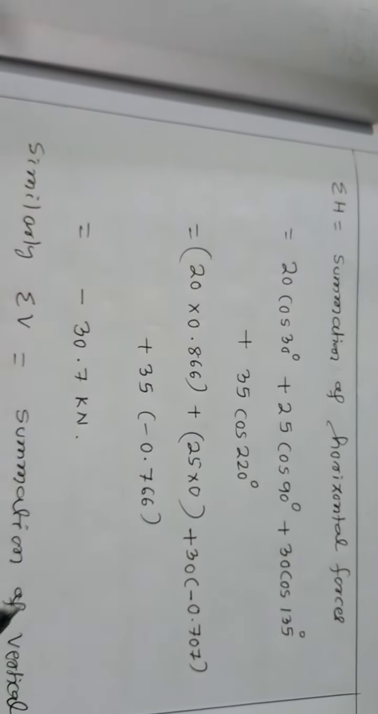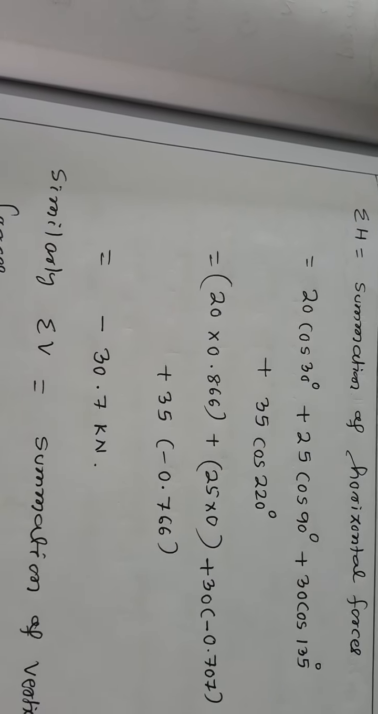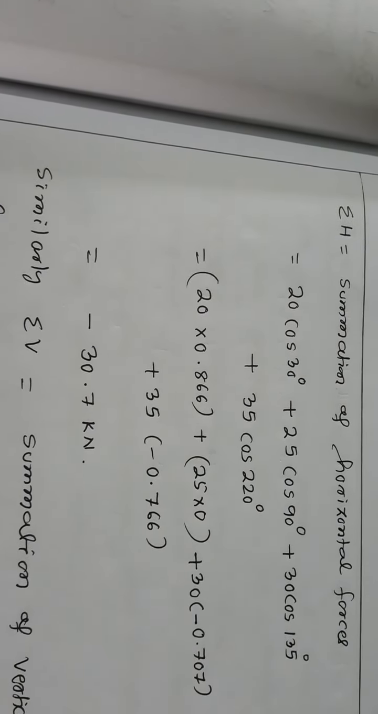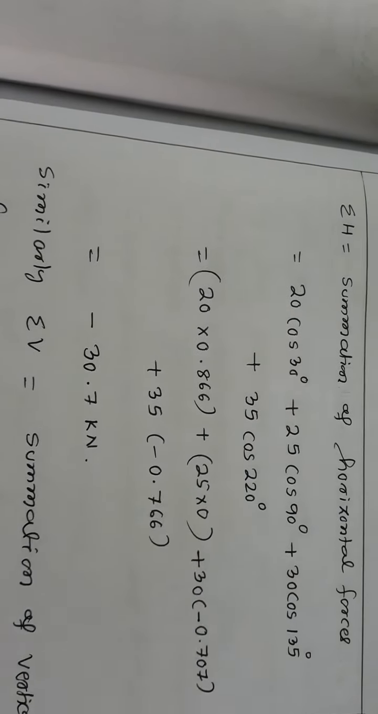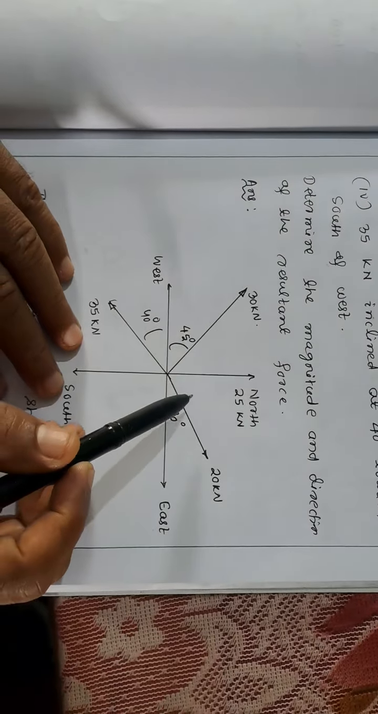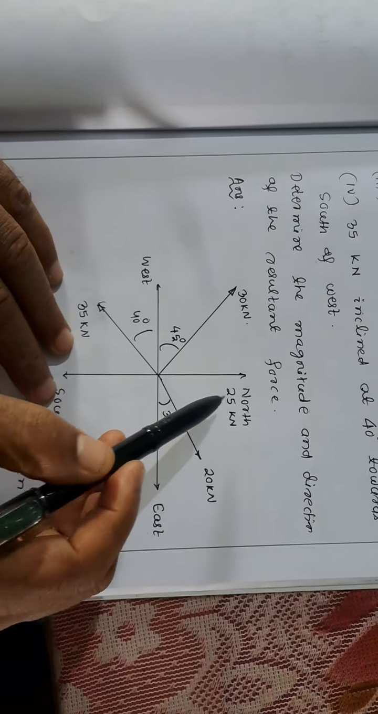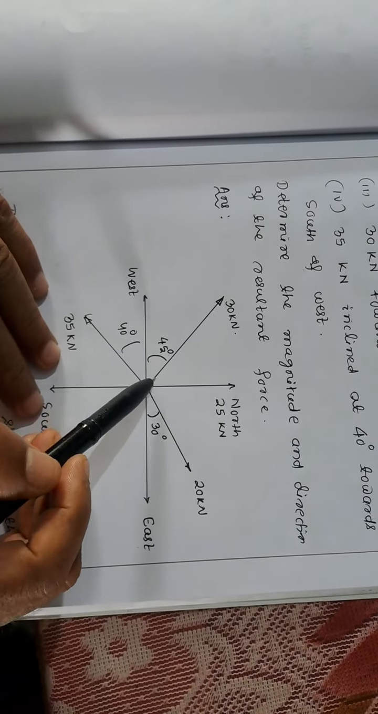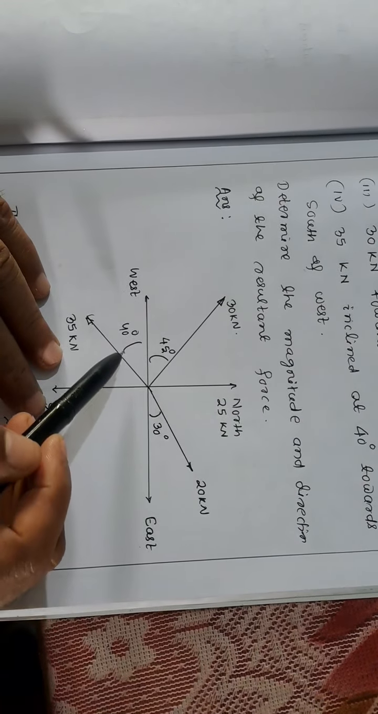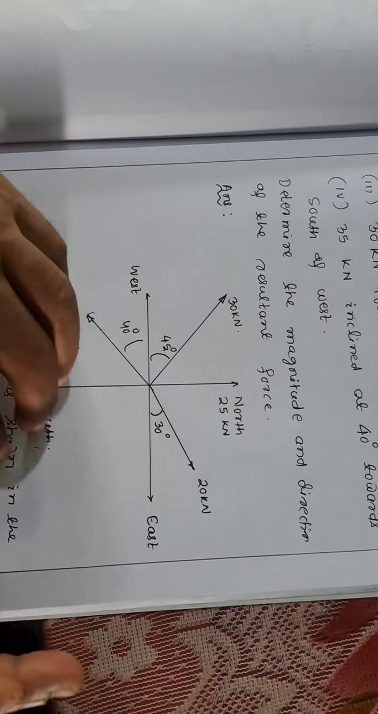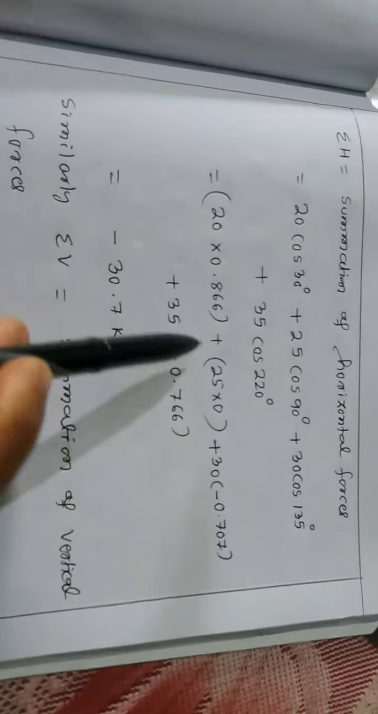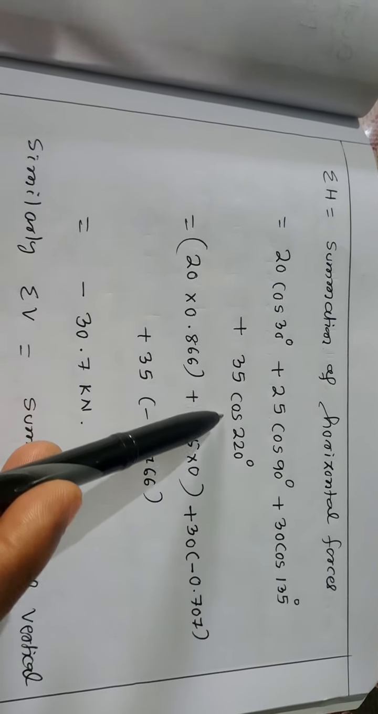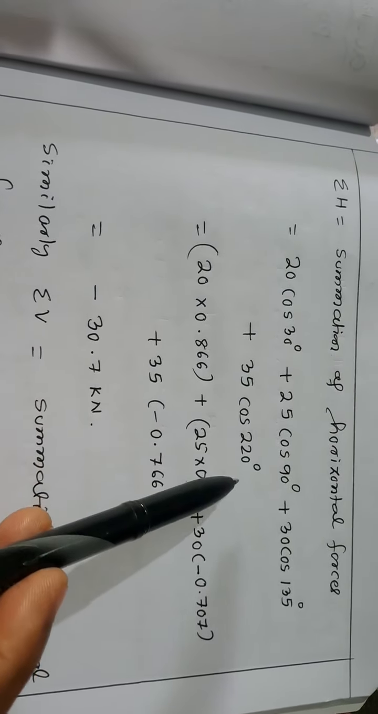Delta A, summation of horizontal forces: 20 cos 30, 25 cos 90, 30 cos 135 plus 35 cos 220. Because 30, 30, 30 makes 90, then 45 makes 135, then the total is 180, plus 40. Therefore, this angle is 220. So 20 cos 30, 25 cos 90, 30 cos 135 plus 35 cos 220.